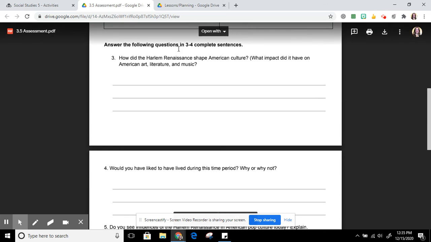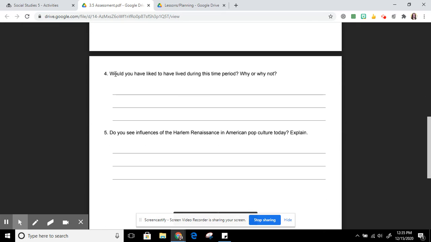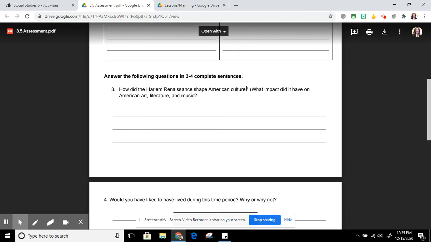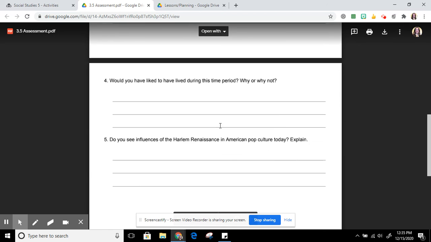And you're going to answer that question in how many sentences? 3 to 4 complete sentences. If you have one sentence here, you're not going to get full credit. Number 4, would you like to have lived during this time period? Yes or no? Why or why not? Explain yourself. If you say yes, you would love to live during this time period, tell me why. If you said no, I don't think I'd want to live during this time period, tell me why. Explain. And again, how many sentences? 3 to 4 complete sentences for number 4.